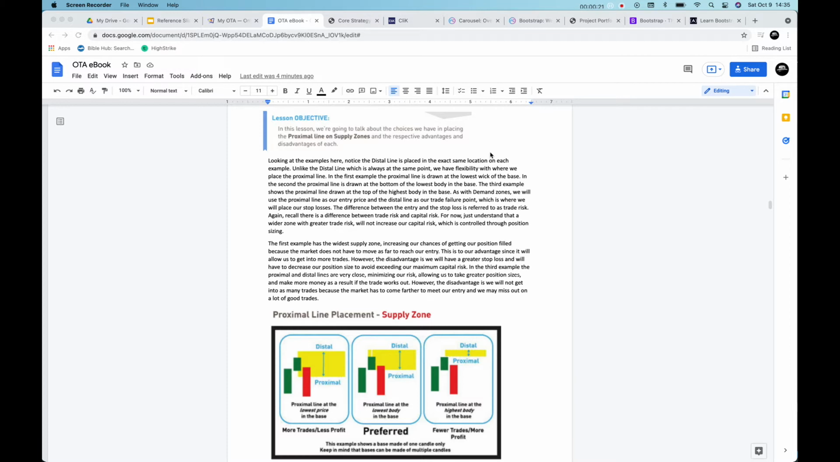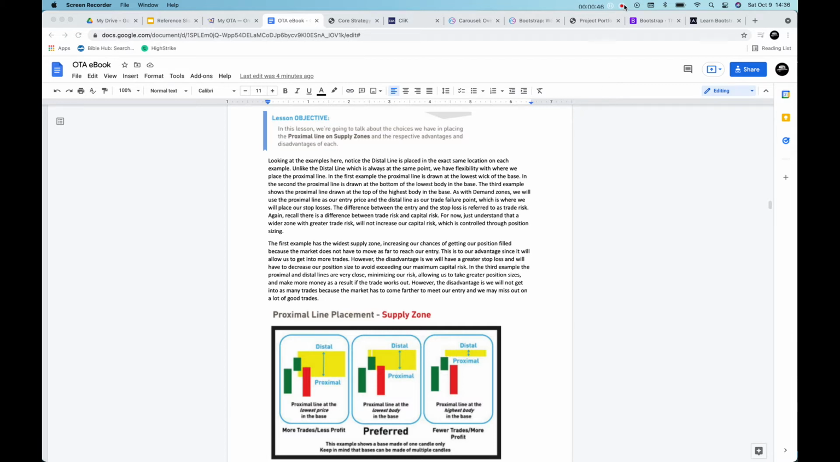Now, unlike the distal line, which is always at the same point, we have some flexibility with where we place the proximal line. In the first example on the left, the proximal line is drawn at the lowest wick of the base. In the second example, the proximal line is drawn at the bottom of the lowest body in the base. And the third example on the right shows the proximal line drawn at the top of the highest body in the base.